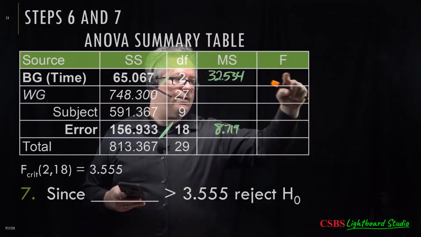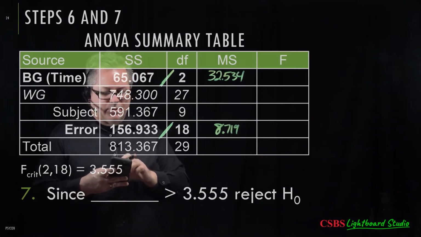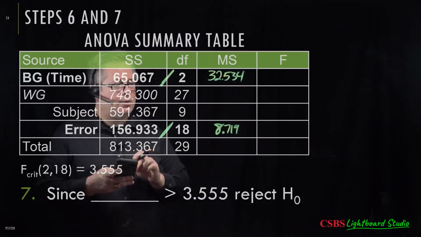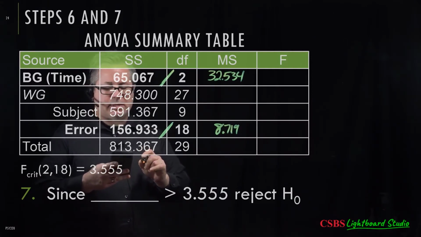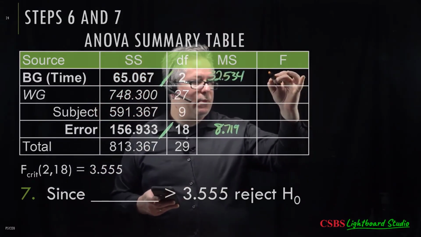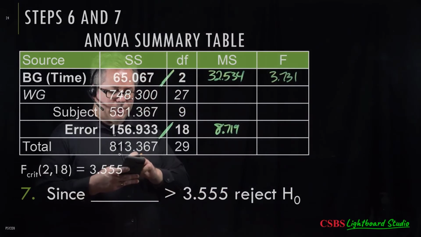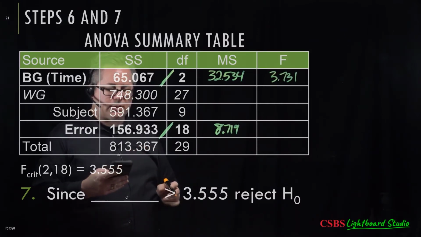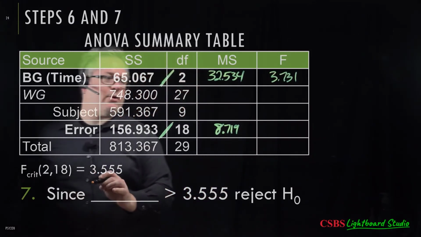So to get my F, I'm just going to divide those two. 32.534 divided by 8.719 equals 3.731. Let me do that again just to make sure. 32.534 divided by 8.719 equals 3.731. Yeah, okay. So we had found our critical value earlier in step 5.